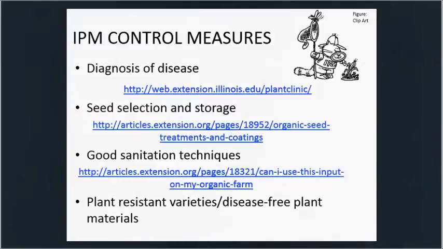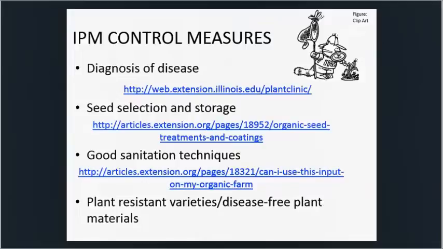So how do you take care of all these different problems? With these IPM control measures, it's very difficult to know what's causing it. You may need to enlist the help of a plant diagnostic clinic or an experienced pathologist to help you. There is a website here for the University of Illinois Extension plant clinic. Feel free to check them out.